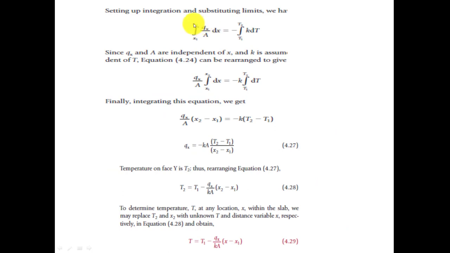Now we will integrate it by putting in the boundary conditions. Here it will be x1 to x2, and here it will be from T1 to T2. Qx upon A is a constant quantity, so we will keep it outside and just integrate the dx value. In this case K is also constant, so we will keep K outside the integration. We will integrate only dT.